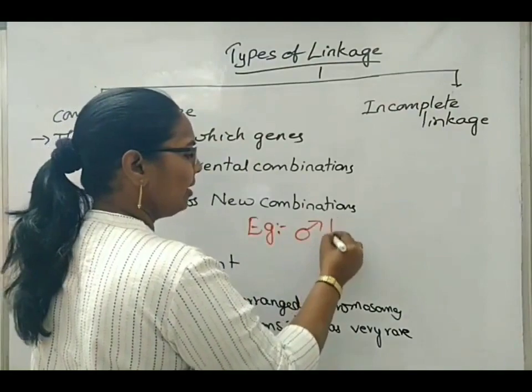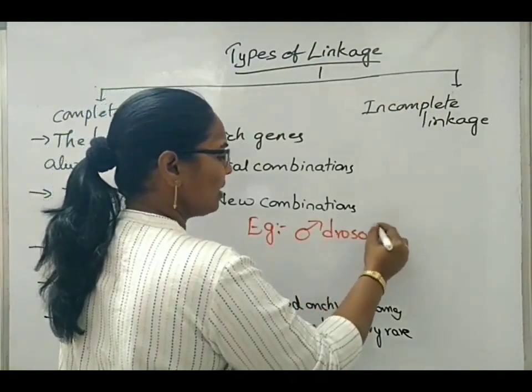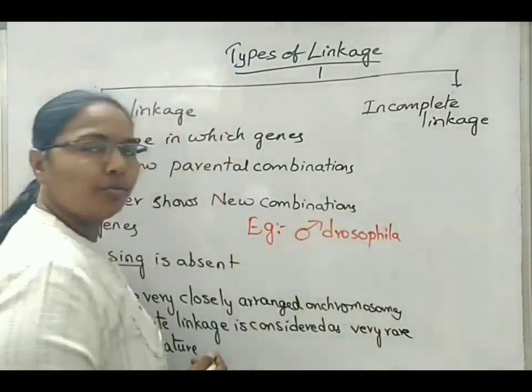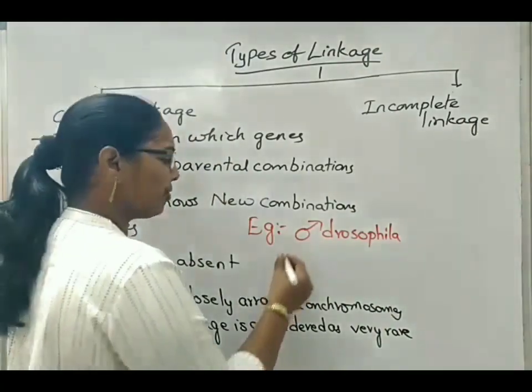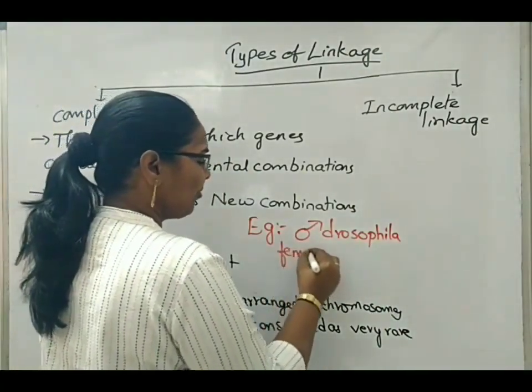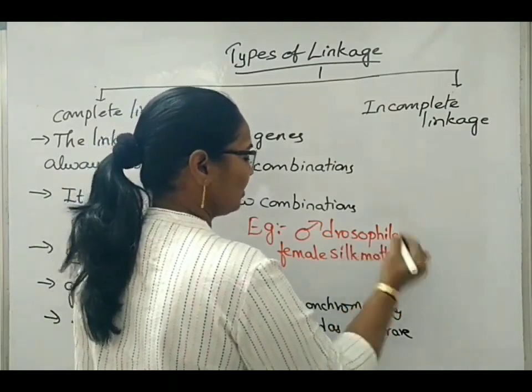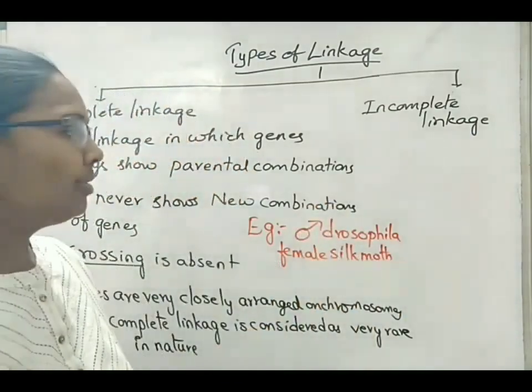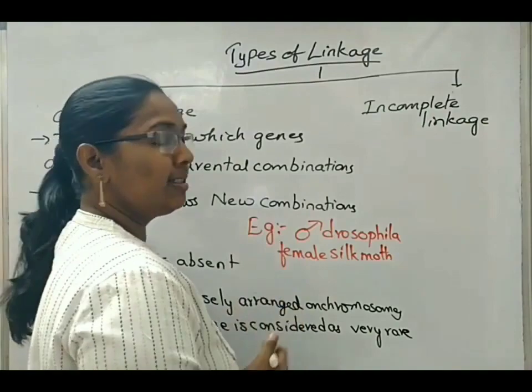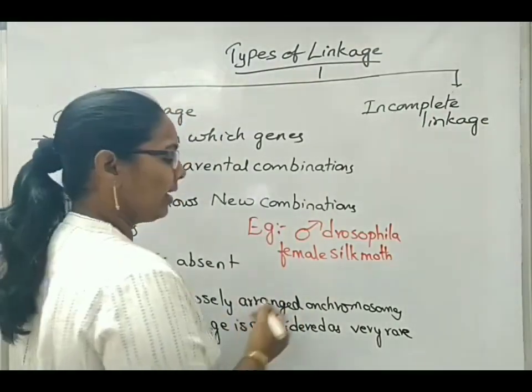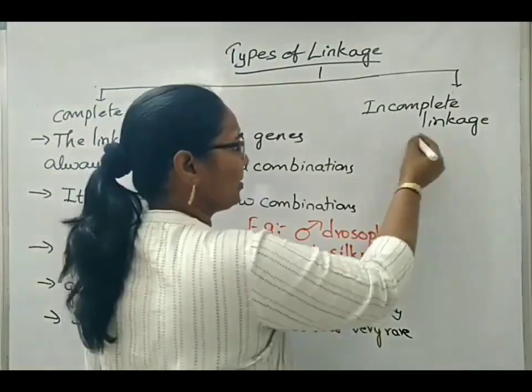So what examples can we take of complete linkage? We can take male Drosophila. As I have said before, crossing over is completely absent in male Drosophila, and also in the female silk moth. It also does not show any crossing over, and it is considered an organism containing complete linkage genes.